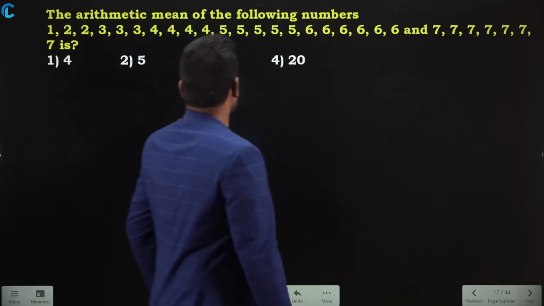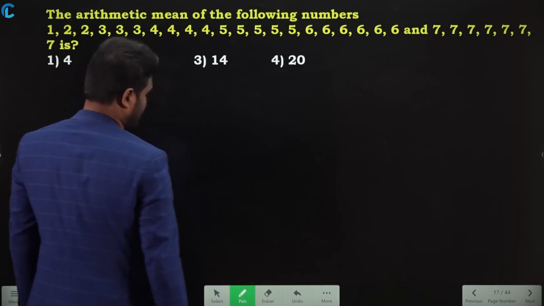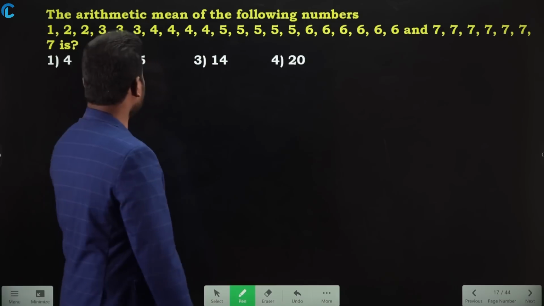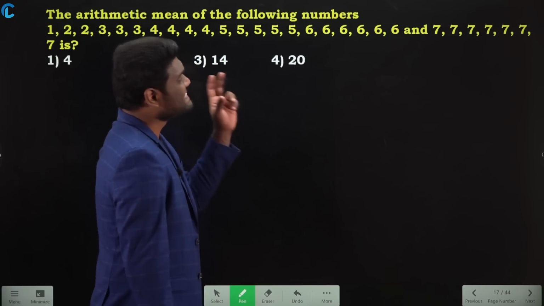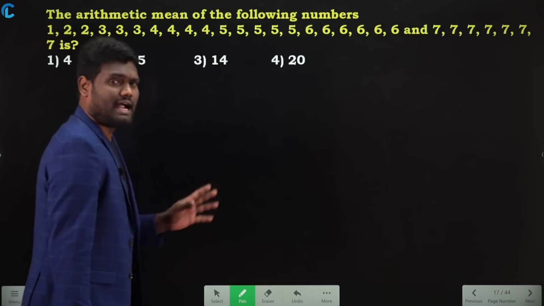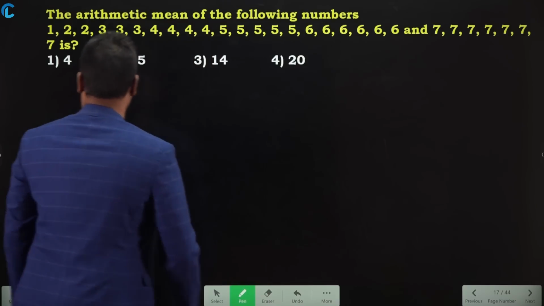Okay. Next one: the arithmetic mean of the following numbers: 1, 2, 2, 3, 3, 3, and so on, up to seven 7s. Okay. Now this is a pretty good question, and this question was also asked in the mains examination. Okay. Let us look at this.